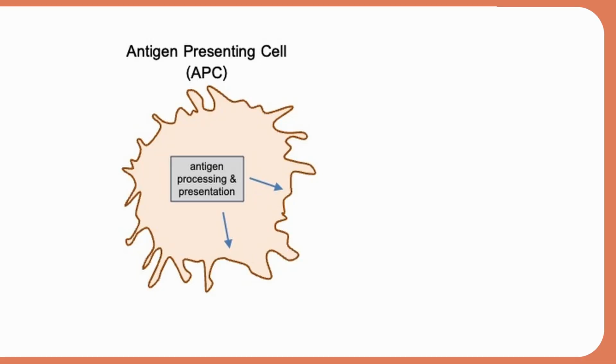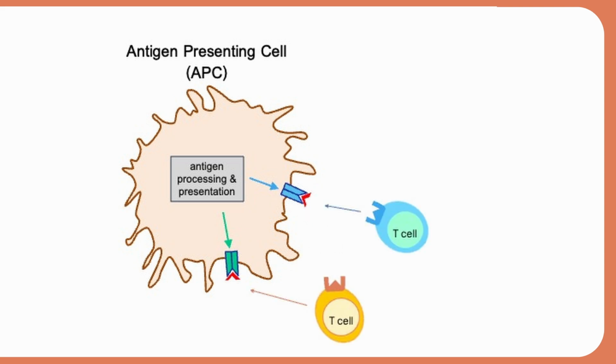The foreign peptides from the chopped up pathogen get transported to the cell's surface, bound to membrane proteins called MHC, short for major histocompatibility complex. Now, here is where it gets really interesting. T cells, the key players in immunity, are naturally attracted to APCs, and they can sniff out APCs that are displaying foreign peptides on their surface bound to MHC proteins.